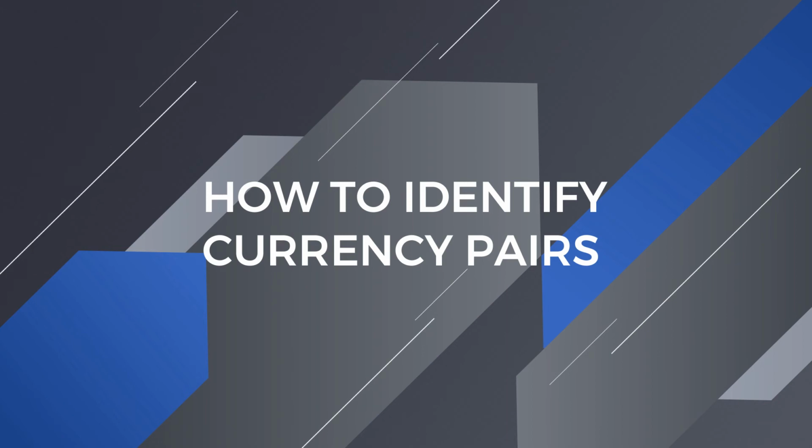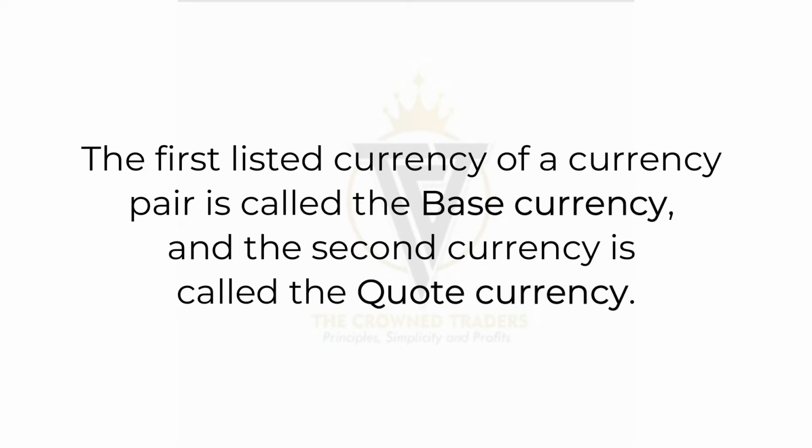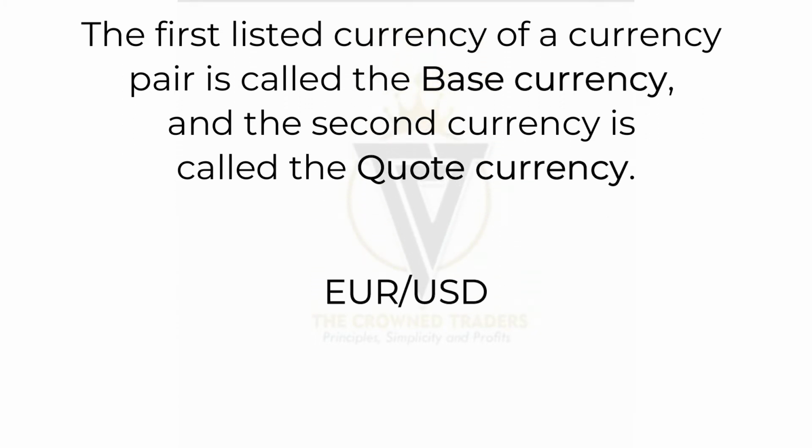Next is how to identify currency pairs, types of charts, types of orders as well. A currency pair is a quotation of two different currencies, with the value of one currency being quoted against the other. The first listed currency of a currency pair is called the base currency, and the second currency is called the quote currency. An example is Euro USD.